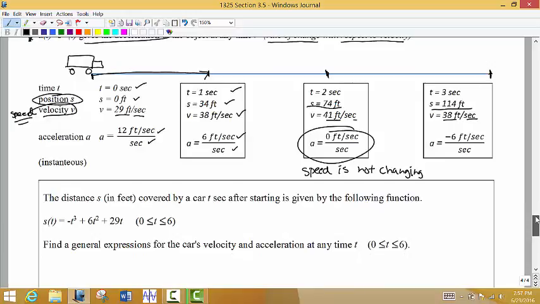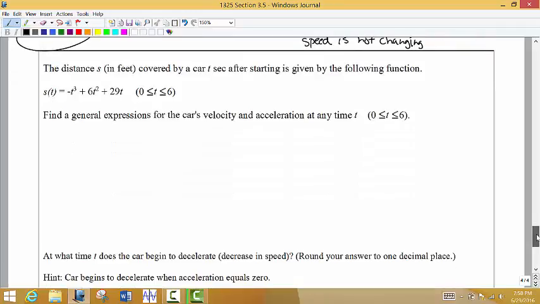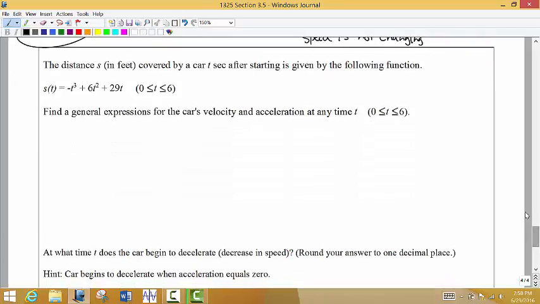And all of those are what we call instantaneous rates of change. Okay, so keep that in mind. So our problem here is asking us, if the distance s in feet covered by a car t seconds after starting is given by the following function.